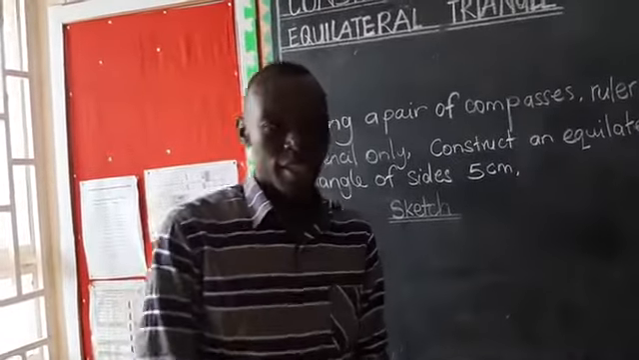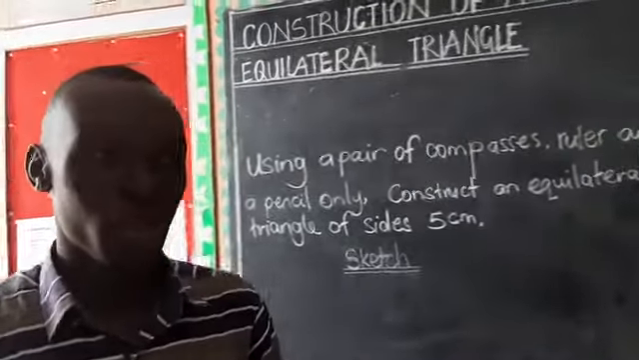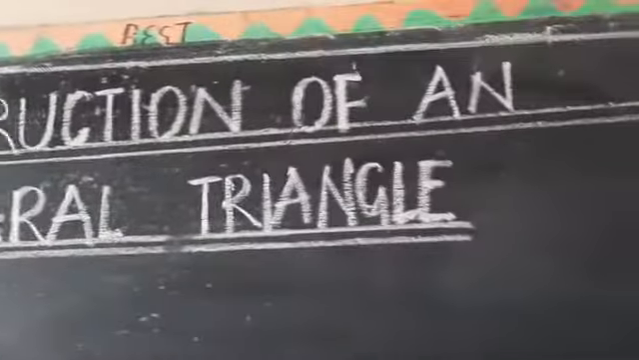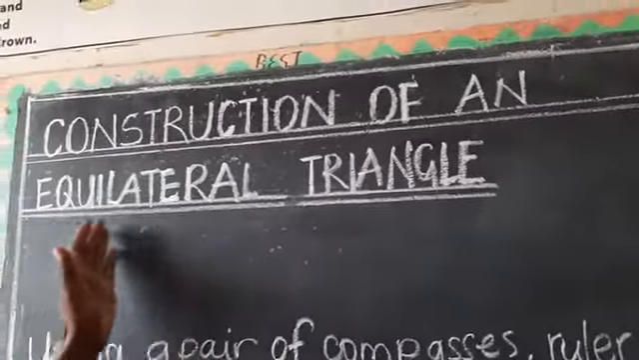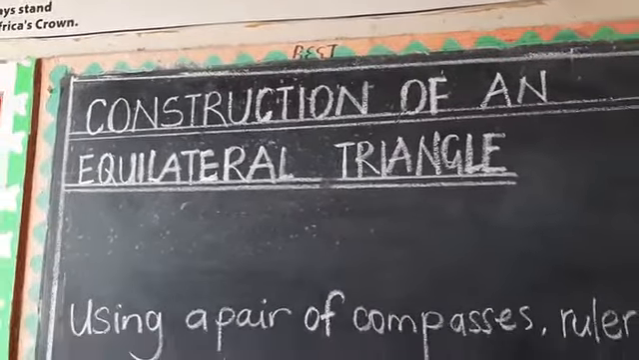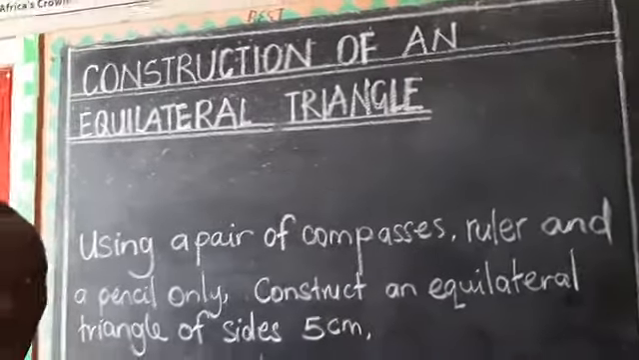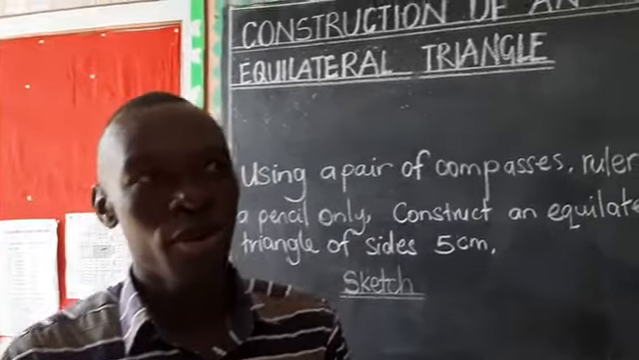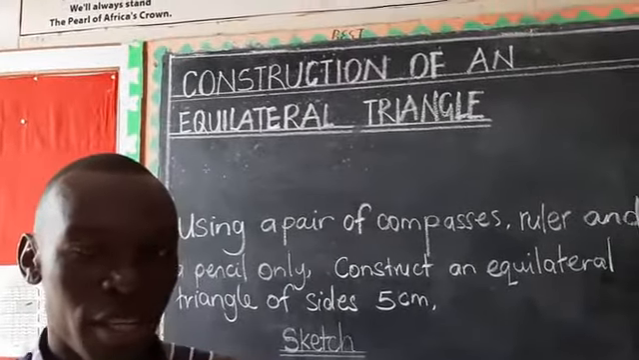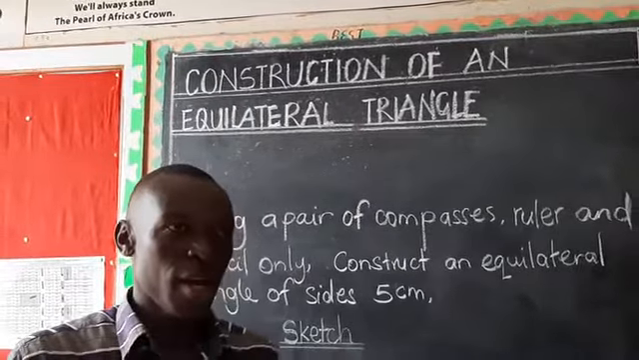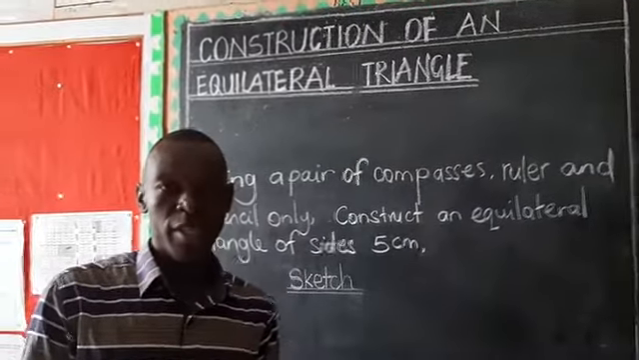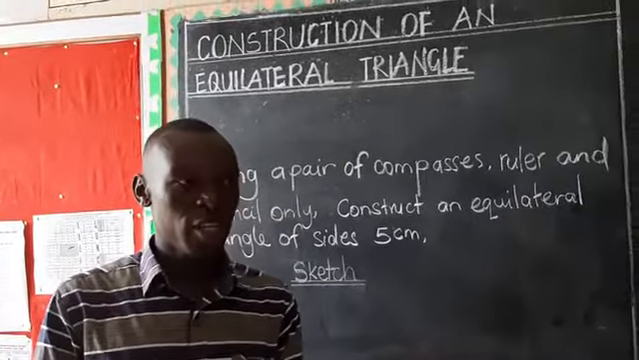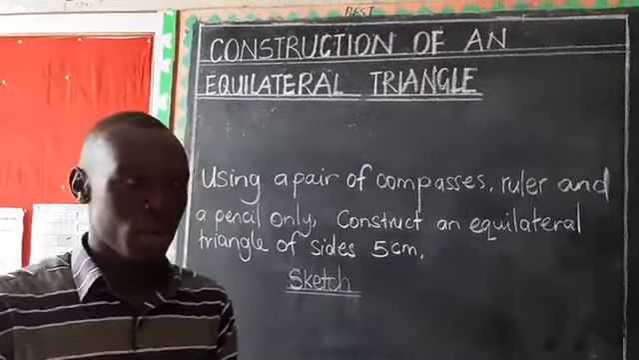Today we are going to look at construction under two-dimensional geometry. We shall look at construction of an equilateral triangle. Earlier on, we looked at an equilateral triangle as a three-sided shape, and one of its properties is that it has all three sides equal. So when you are constructing, you make sure that all the three sides are equal.